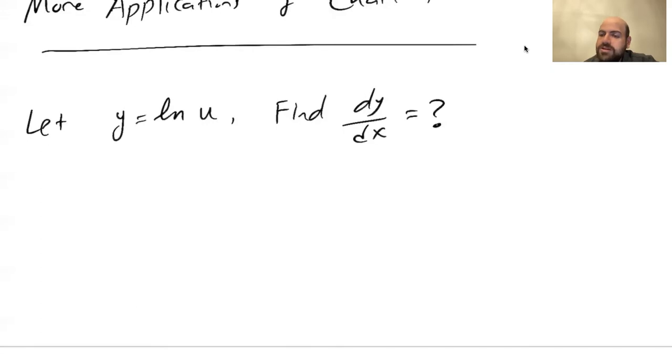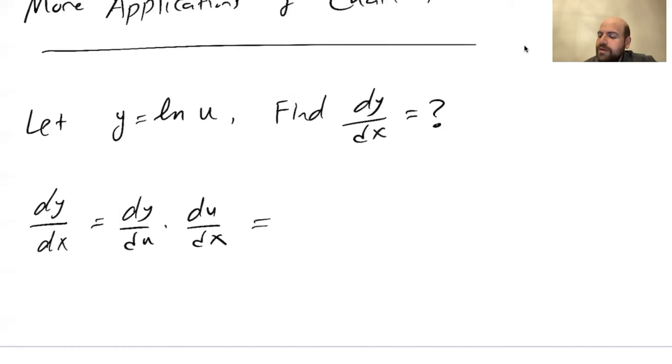Again, just use the chain rule. What does chain rule tell us? It says that dy/dx is equal to dy/du times du/dx. Now dy/du: the derivative of ln u with respect to u is 1 over u, right? If u is your variable, then the derivative of ln u will be 1 over u times du/dx. du/dx means u prime. So this is u prime over u.